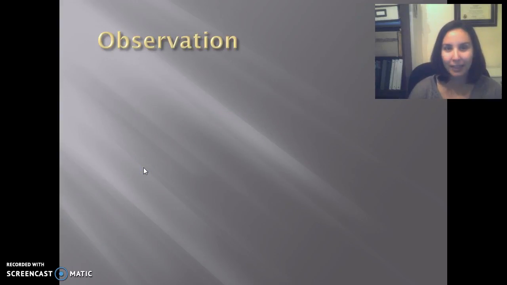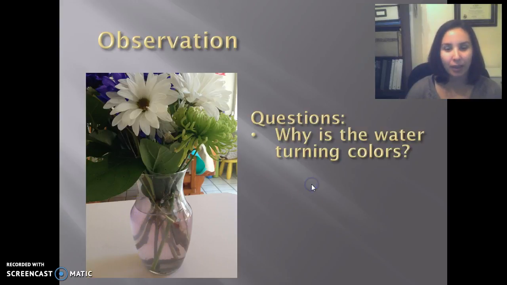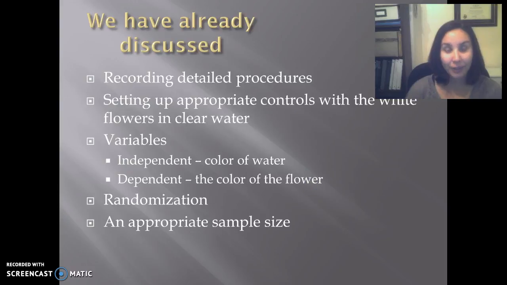Okay, with any experiment, we have an observation. In this case, we were looking at flowers, and we saw that the water turned colors. So we had a few questions that we came up with. Why is the water turning colors? And what would happen if I put a flower in colored water? As we have already discussed, you want to make sure you record your detailed procedures. You want to set up appropriate controls when you're actually doing an experiment. You want to make sure those controls are a white flower and clear water.